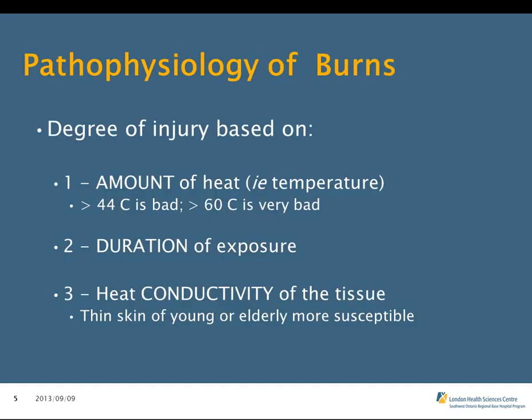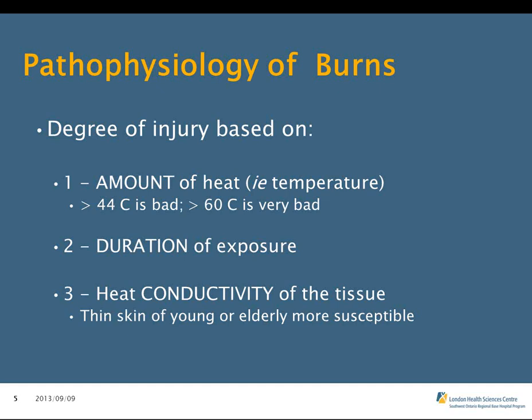So if we look at burns themselves and how a burn occurs, we can break down the factors that are important in contributing to the degree of injury into approximately 3 different categories. We've highlighted them there on the slide in capital letters. And essentially it is the amount of heat, so the temperature that someone is exposed to is significant in determining the severity of a burn.